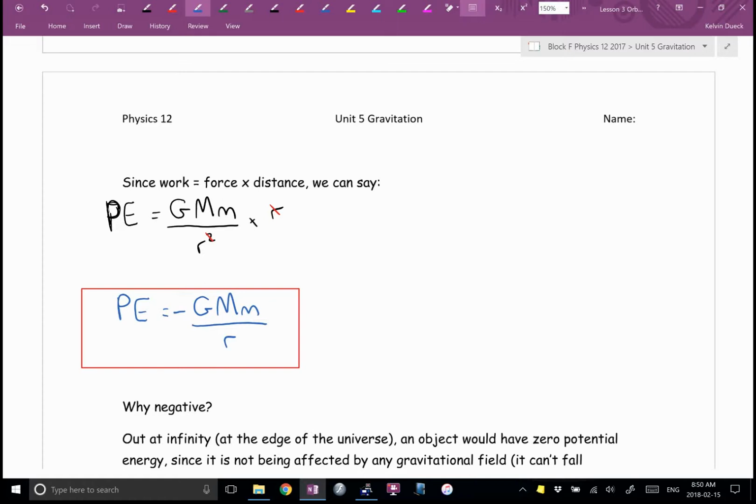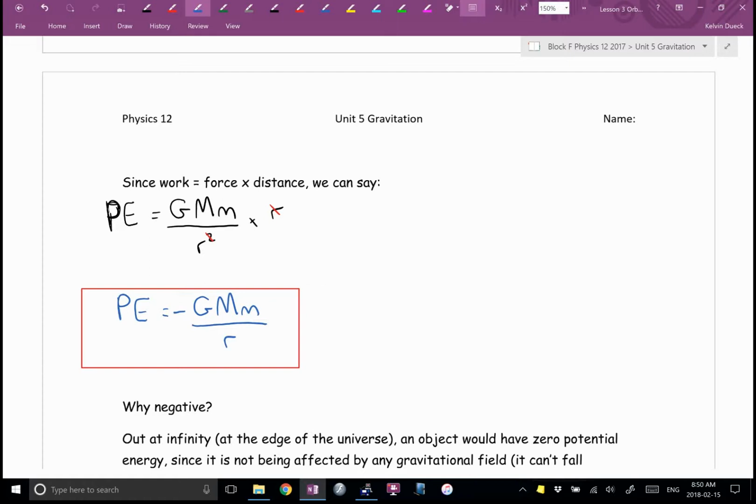There's another reason it has to be negative. We're going to define zero potential energy as the situation when you won't fall anymore. If you won't fall when we let you go, you have no potential energy. And where is that? That's out at the very edge of the universe. In fact, we say relative out to infinity. If you went to the edge of the universe so that you were infinitely away from any planets, how much gravity would there be? Zero. So will you fall if we let you go?